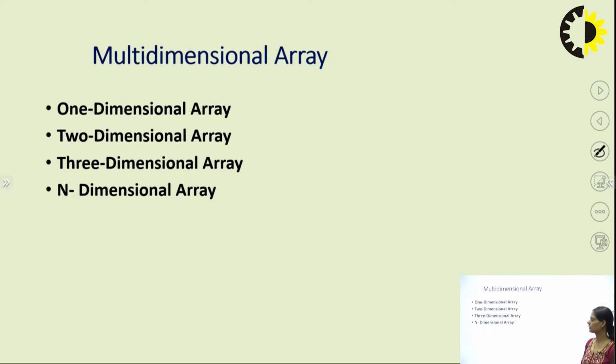Now after this 1D array, similarly there is a multi-dimensional array. Multi-dimensional means more than one. We consider a 2-dimensional array, a 3-dimensional array, or more than that, maybe an n-dimensional array.